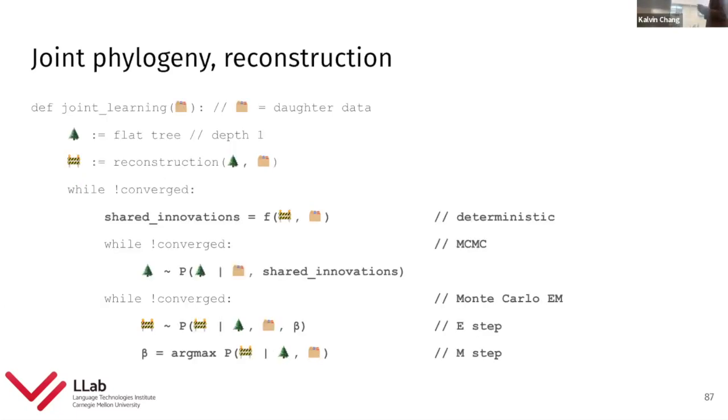And we note that our shared innovations algorithm that we talked about previously is deterministic because all it does is use the Needleman-Wunsch distance alignment algorithm. But for both our phylogenetic inference and our reconstruction module, we're going to use Markov chain Monte Carlo inference because the posterior distribution in both cases is intractable. So we need to resort to an approximate inference method like MCMC instead, where we sample from the probability distribution until it converges.